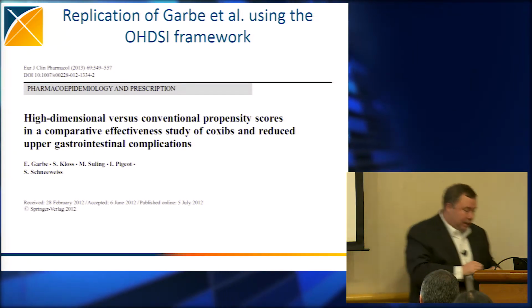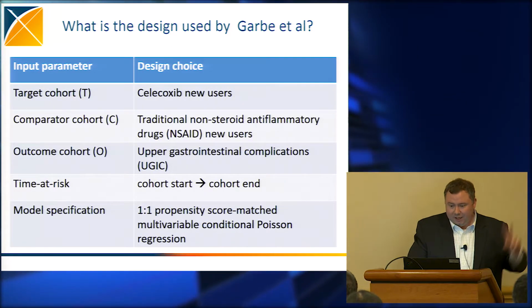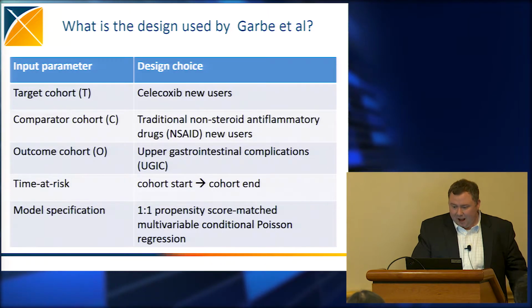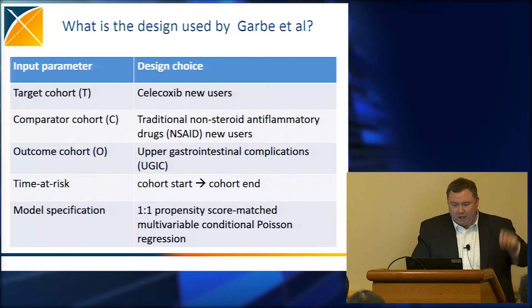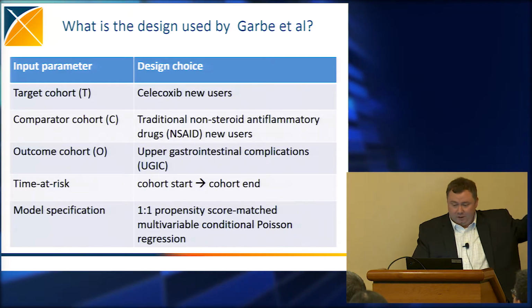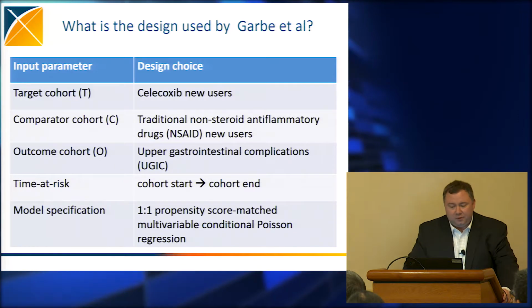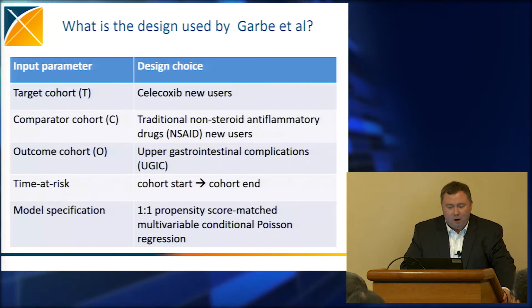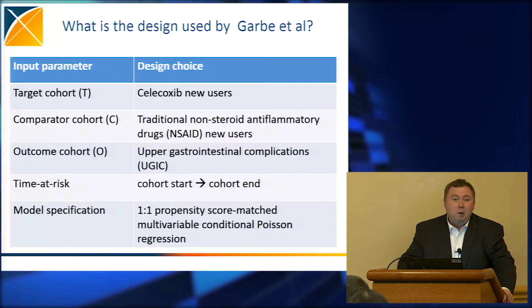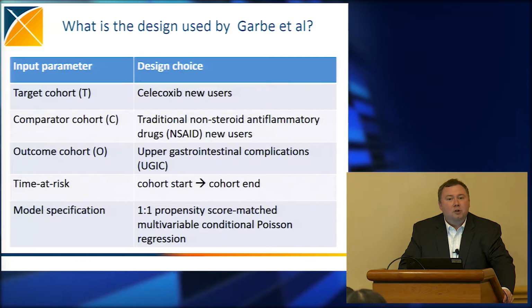Okay? Here's how I want you to do it. Here's the high level description, but we're going to get into the low level of actually designing this formally. So you're right, it's COX-2 versus NSAID new users. We've got these upper GI complications somehow. Oh, I didn't actually ask about time at risk. I'm stating this is cohort start to cohort end, but how would you guys define it?